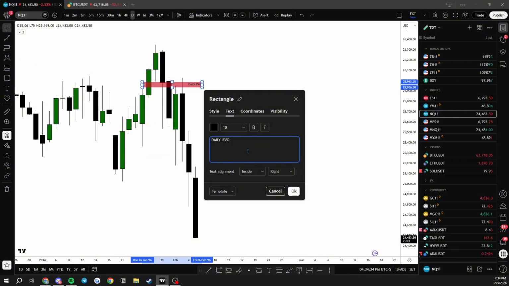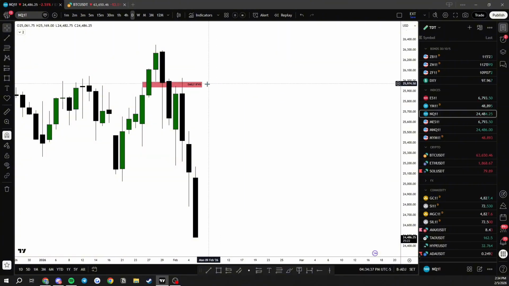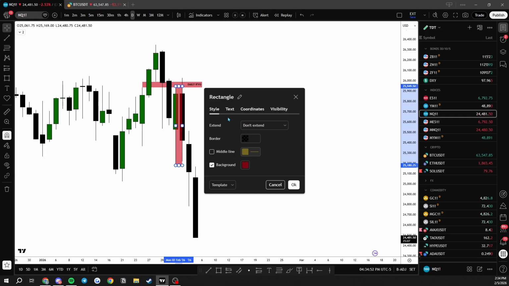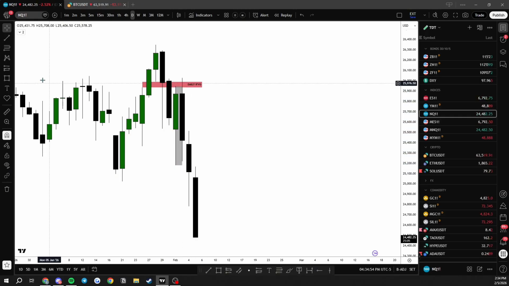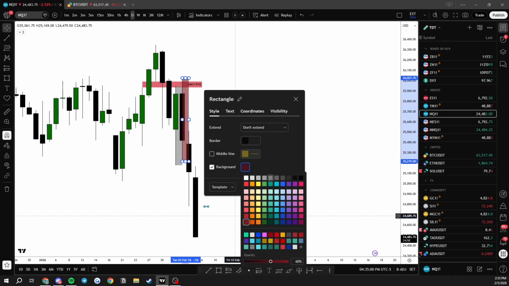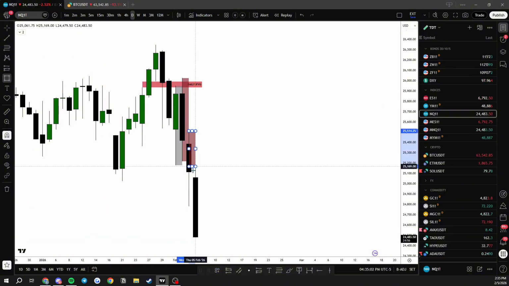Daily inversion fair value gap, right? We hit that key level, right? Here's our candle 1. Or we'll keep doing it how we've been doing it. So massive candle 1, by the way. Well, we are on the daily after all. So there's candle 1. Here's candle 2. And here is candle 3.